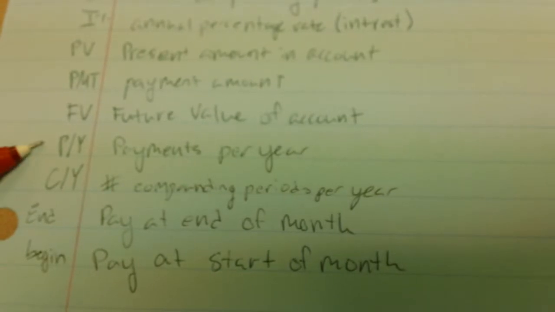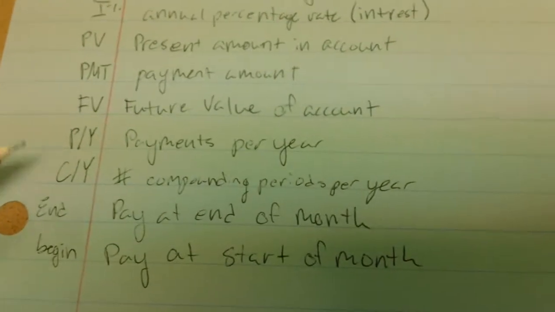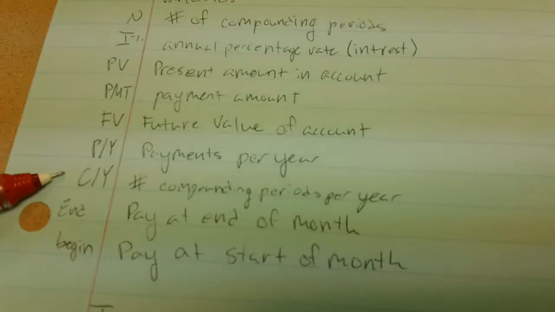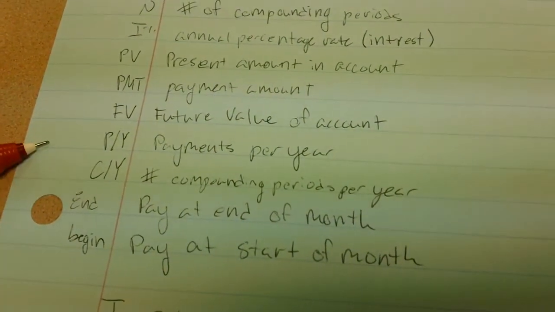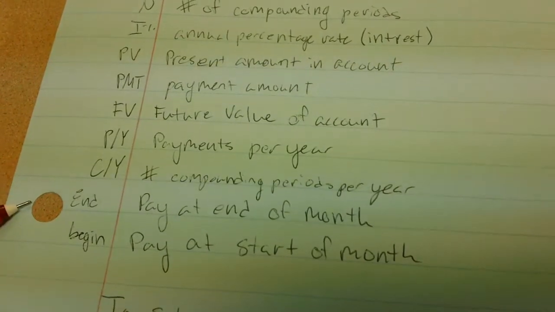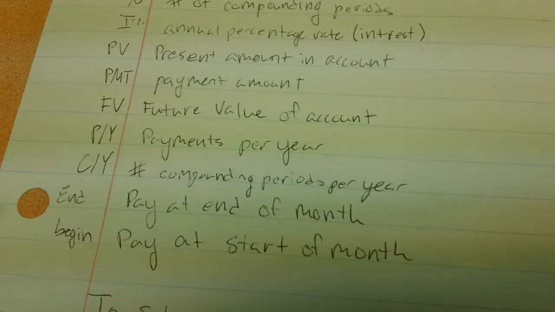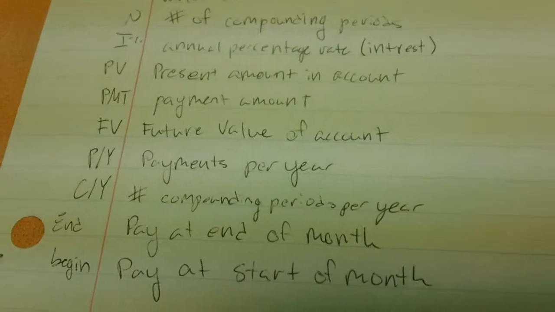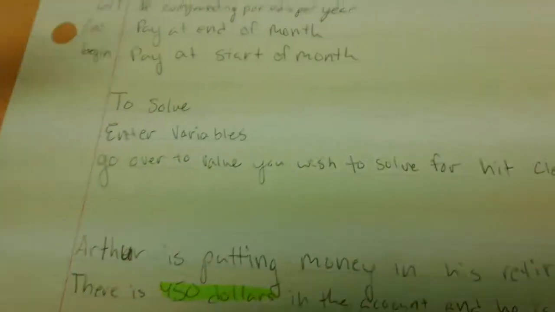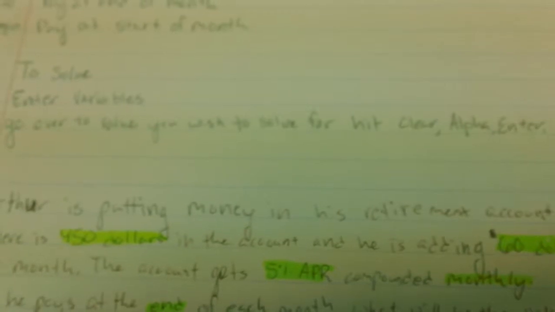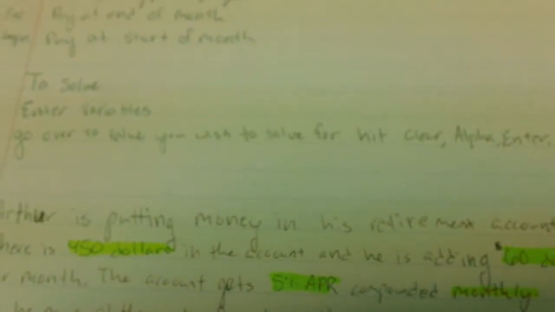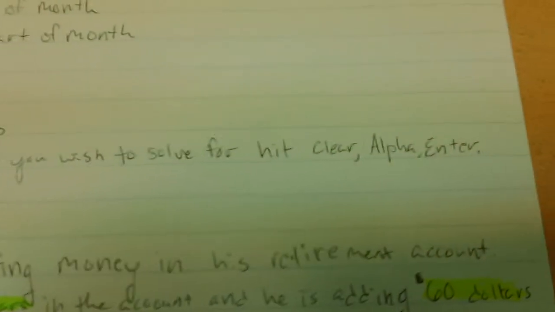The P/Y is the payments per year, and the C/Y is the number of compounding periods per year. For us, they're the same. The END is if you were to pay at the end of the month, and the BEGIN is if you pay at the start of the month. To actually solve, you have to enter all your variables, and then when you want to find your answer, you go to the value you're looking for, whichever one it is, and you hit alpha, enter.